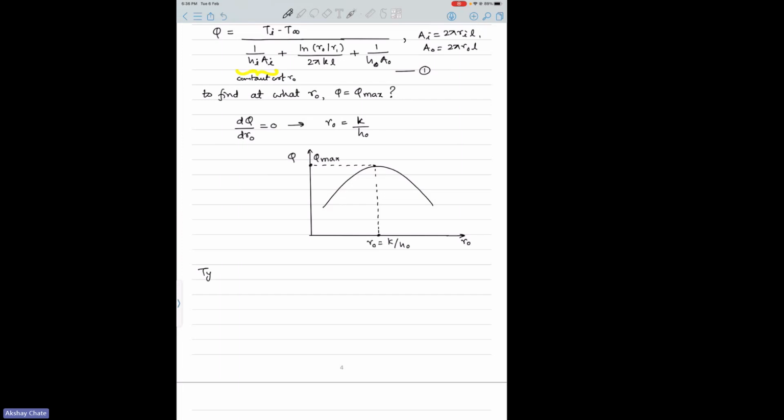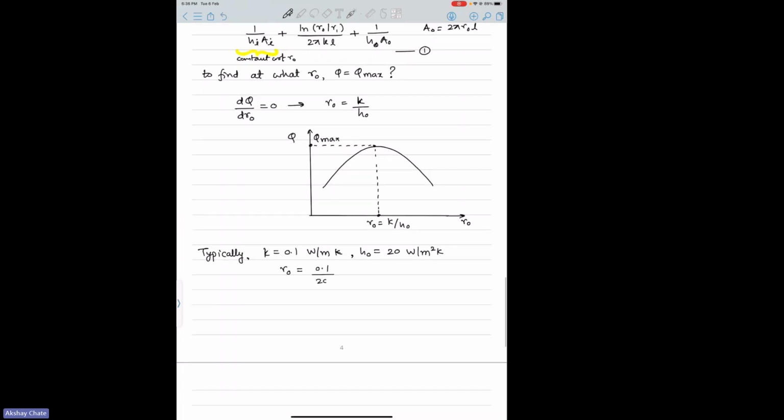Typically speaking, insulation thermal conductivity will be less, let's say 0.1 watt per meter Kelvin, and in ambient, Ho will be around 20 watt per meter square Kelvin. I think this is watt per meter Kelvin. Yeah. So if you do that, Ro will be K by Ho, 0.1 divided by 20. So that comes out to be 5 mm.